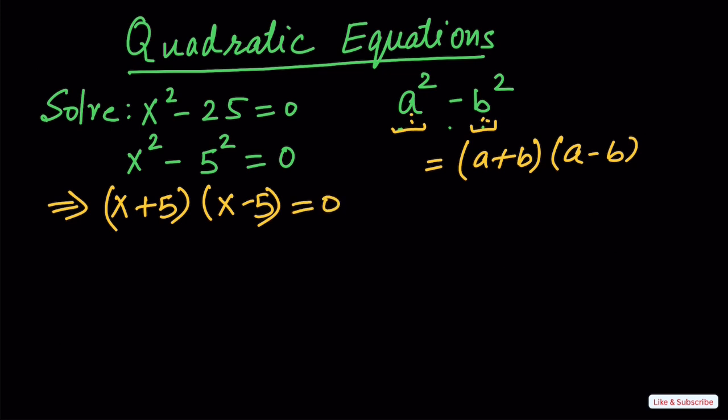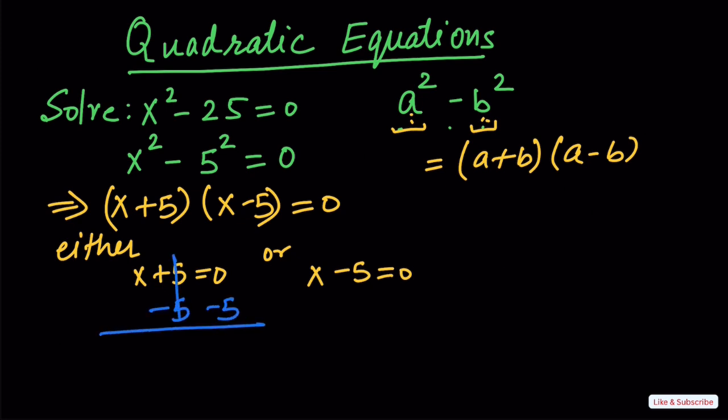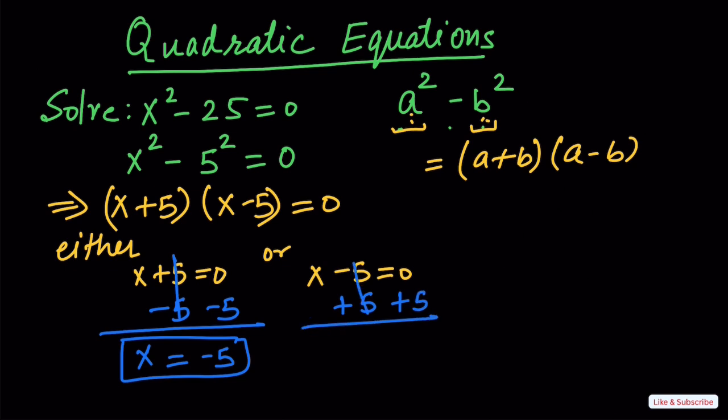Now if the product of two expressions is equal to 0, then at least one of them is going to be equal to 0. So it's either x plus 5 equals 0 or x minus 5 equals 0. We need to find the value of x. The 5 is in addition. The opposite of addition is subtraction. So I subtracted 5 on both sides. It got cancelled. The value of x equals negative 5 in this case. Now this is subtraction. Opposite of subtraction is addition. So I added 5. The value of x came out as 5.